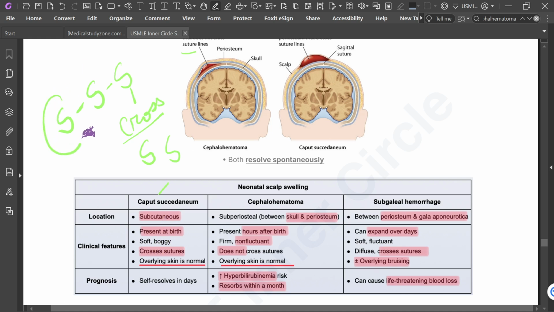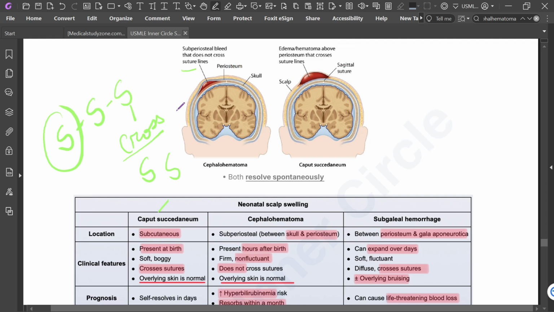So caput succedaneum is subcutaneous edema or hematoma above the periosteum. It is present at birth, it crosses the suture line, and it resolves by itself in days.